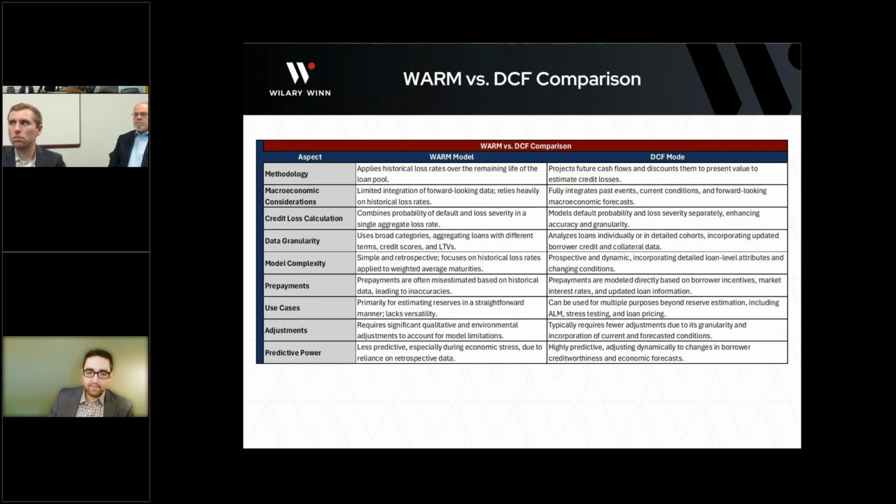Seventh then is just the use case of one model versus the other. WARM is a bit of a one-trick pony. It's used for reserve estimation and not much else. You get a number, you put it on your balance sheet, and you move forward.